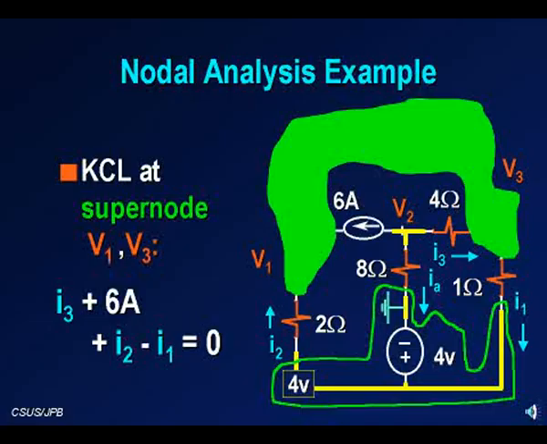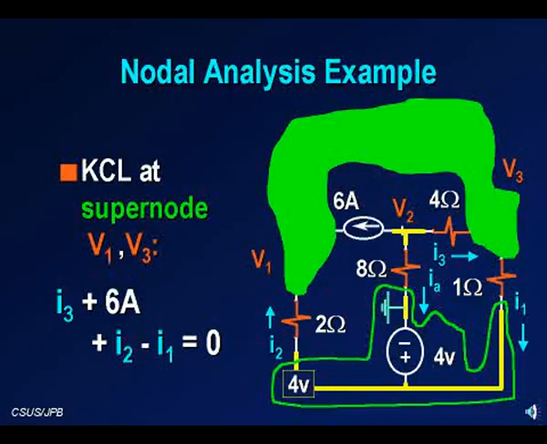The last equation comes from the KCL about the supernode V1, V3. We only write KCL equations about supernodes that do not contain the reference node. In essence, the one on top, which is green here, is the only supernode that does not contain the reference node. The bottom supernode contains the reference node, so we don't write KCL about it.